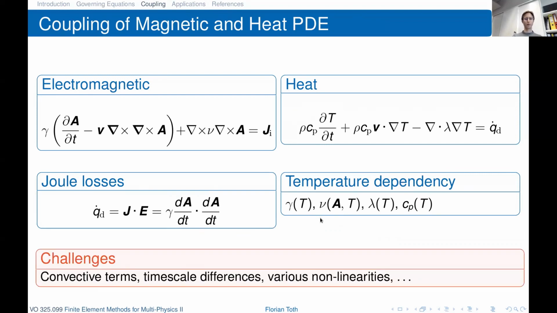So here we have a few challenges when we want to solve this coupled problem. First off, we have to deal with the convective terms. We have usually severe timescale differences between the different PDEs, and we have various nonlinearities. So we have a nonlinear electromagnetic problem and a nonlinear heat problem, and furthermore, they are coupled via the given interactions. So let's now focus on the timescale differences. What is meant by that?